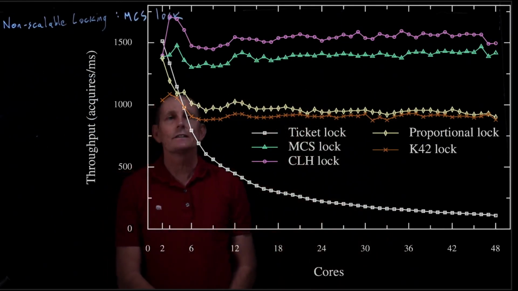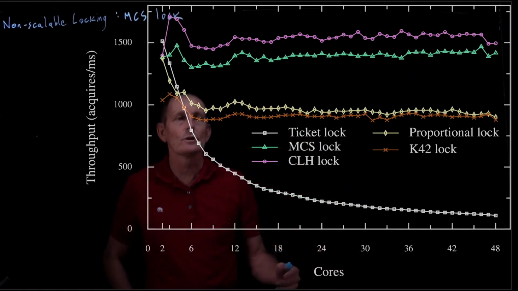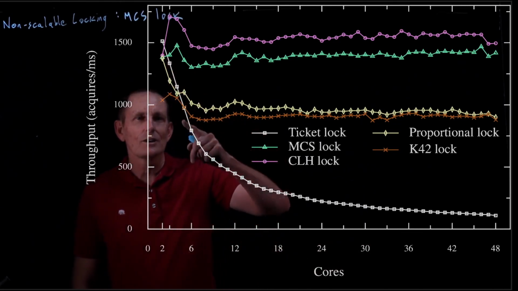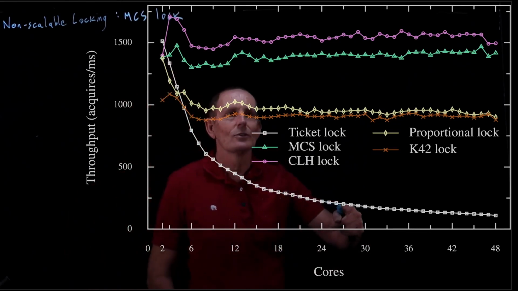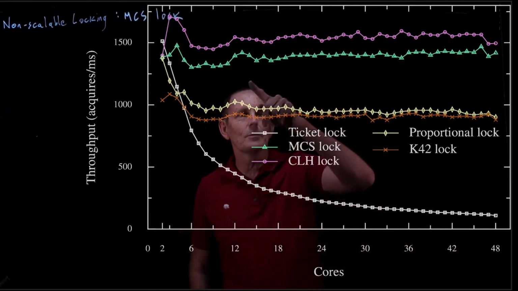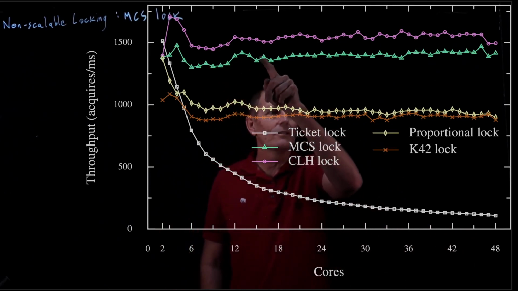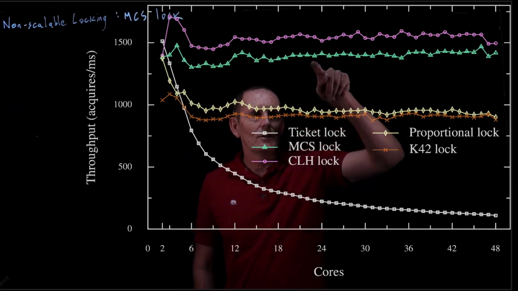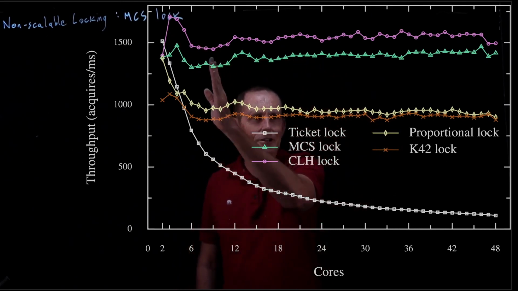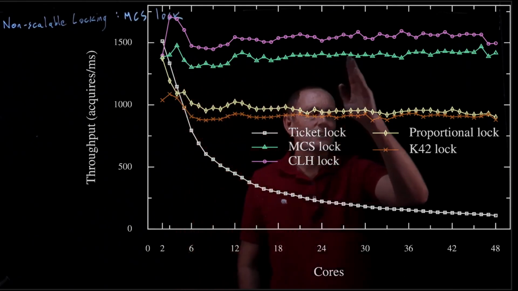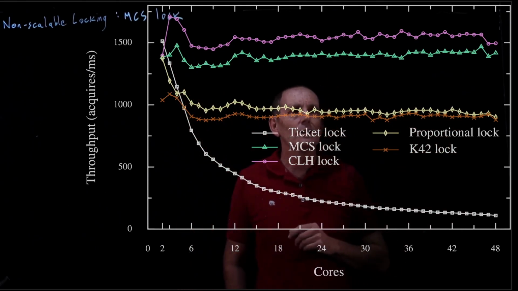Let's look at how this affected the throughput of how many acquires we can do per millisecond based on the number of cores. So what we can see here is the ticket lock just gets worse and worse and worse. Whereas we look at something like the MCS lock up here in the green, it does pretty good. We have a little bit of up and down. We actually go up here and go down a little bit, but we look to be linear in the sense that after about six or seven cores, we just plateau. But the key thing is we also don't get any worse.